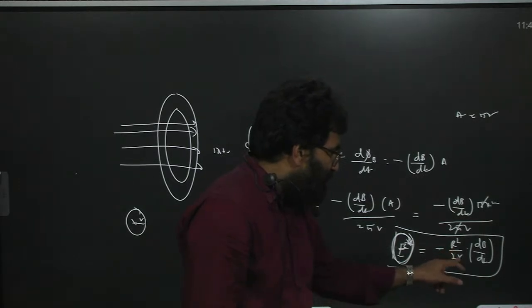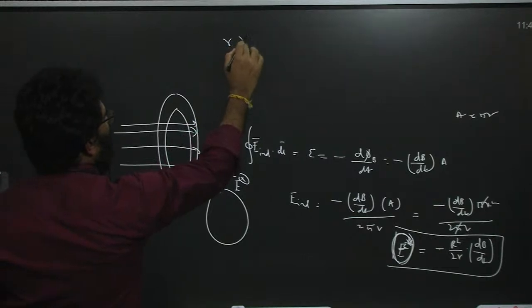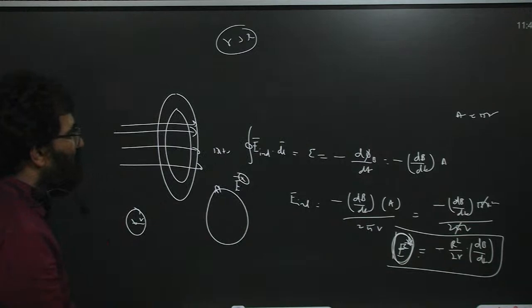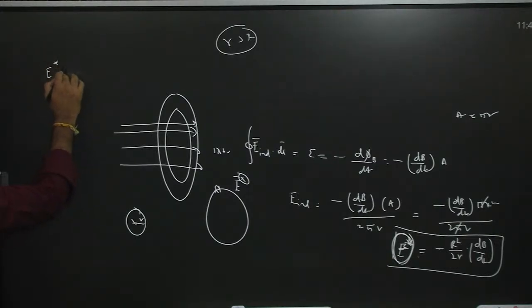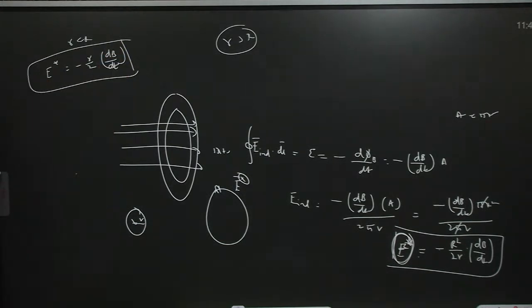Now, minus R square by 2r into dB by dt. When r is greater than R, this is your formula. When r is less than R, this formula turns out to be E equal to, for r less than R, r by 2 into dB by dt, with a minus sign.